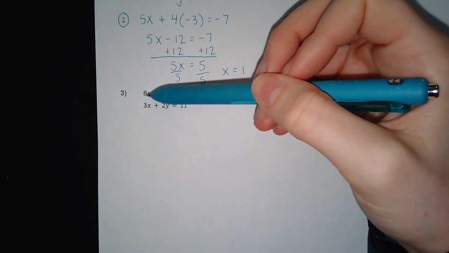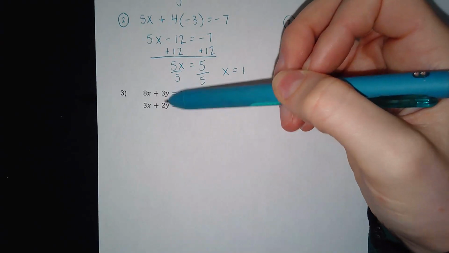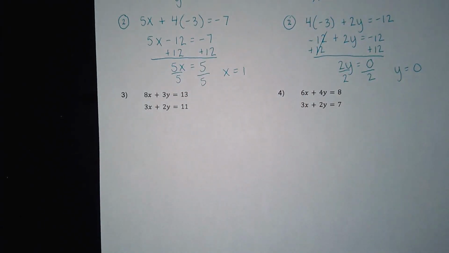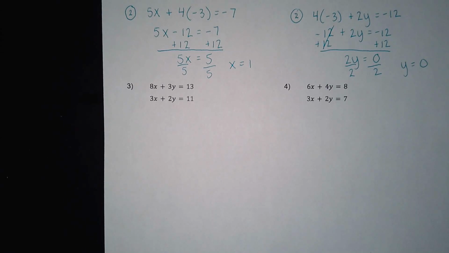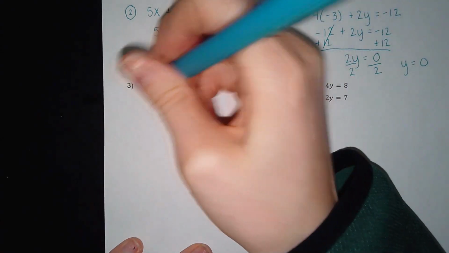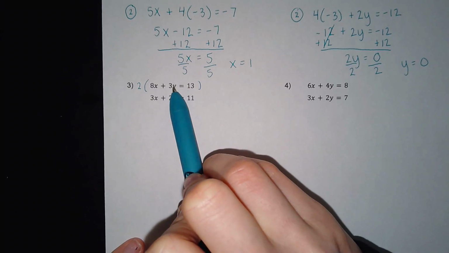You could get 8 and 3 to be the same. 24 would be a good number for that. Or you could get 3 and 2 to be the same. 6 would be a good number for that. I'm going to go ahead and get my y's to be the same, just because those are smaller numbers. So to turn the top into 6, I'm going to multiply by 2. So if I wanted to turn this into a 6, I would multiply by 2.